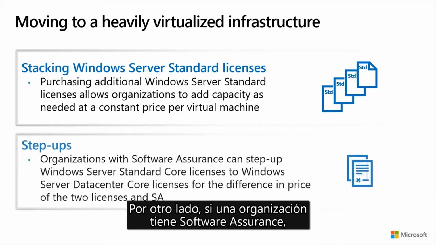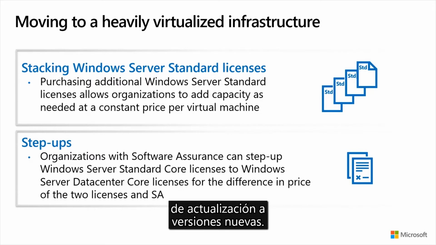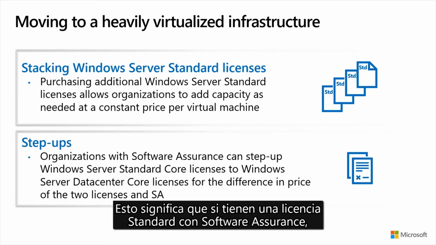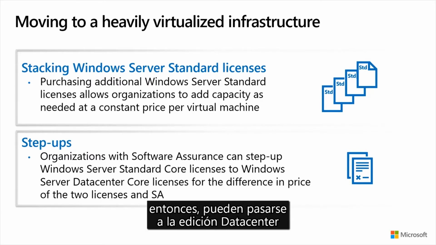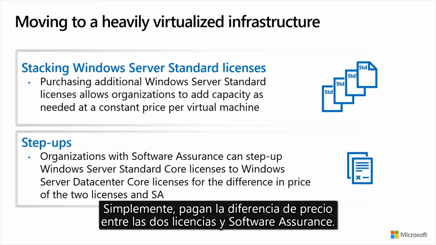Alternatively, if an organisation has Software Assurance, then they're eligible to purchase step-up licenses. And that means that if they have a Standard license with Software Assurance, then they can move to Data Center Edition without having to buy brand new Data Center licenses. They just pay the difference in price of the two licenses and Software Assurance.